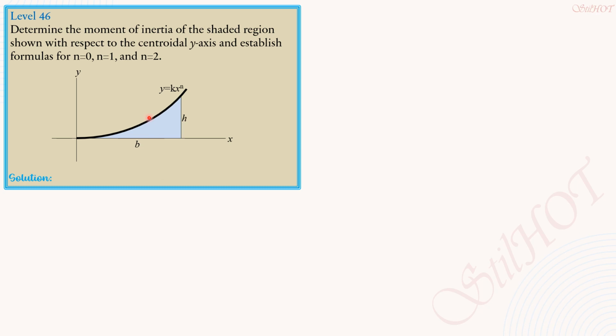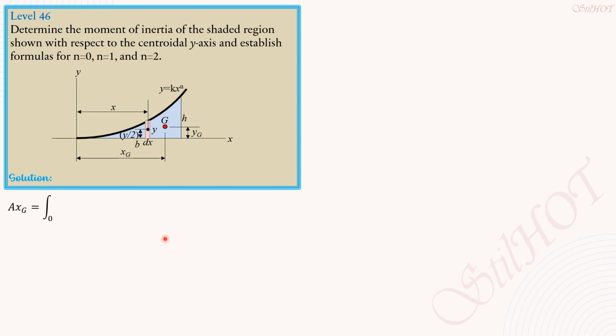So we already know the area from the preceding problem, level 45, that it is bh over n plus 1. So this is the strip considered. Height is y, thickness dx. So the centroid is at distance x from the y-axis and y over 2 from the x-axis, which is already discussed in level 45. And the centroid is here. The distance is xg from the y-axis and yg from the x-axis. But we need to derive xg.